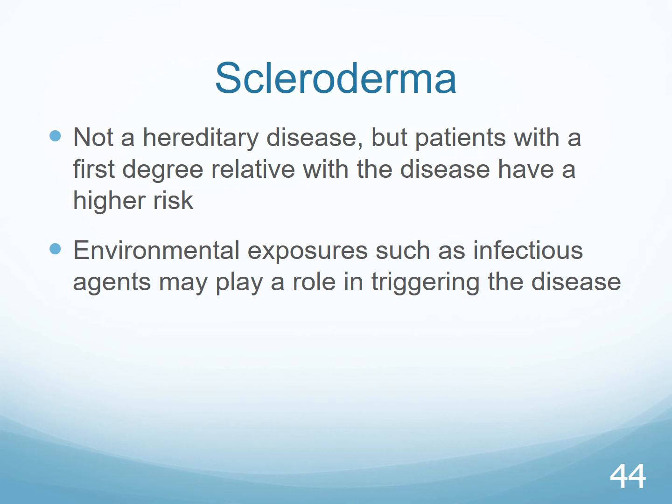Scleroderma is not a hereditary disease, but patients with a first-degree relative with the disease have a greater risk. So again, the possibility exists that although this is not hereditary, it will travel in families. Environmental exposure, such as infectious agents, may play a role in triggering the disease. Again, there will be a trigger.